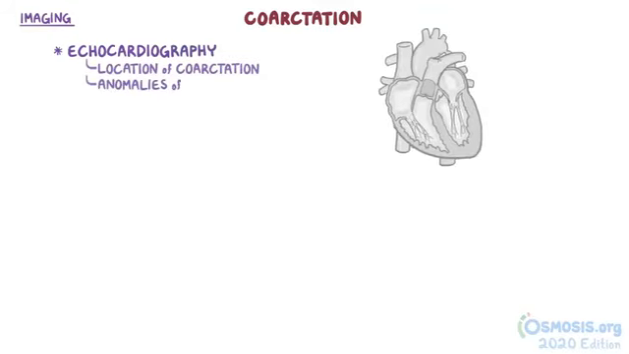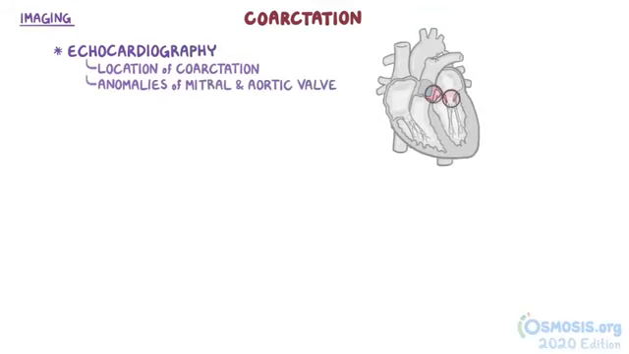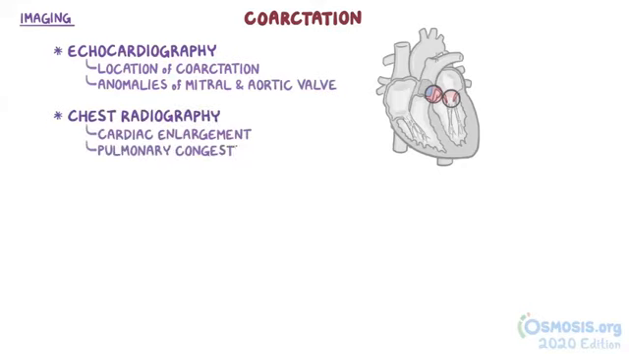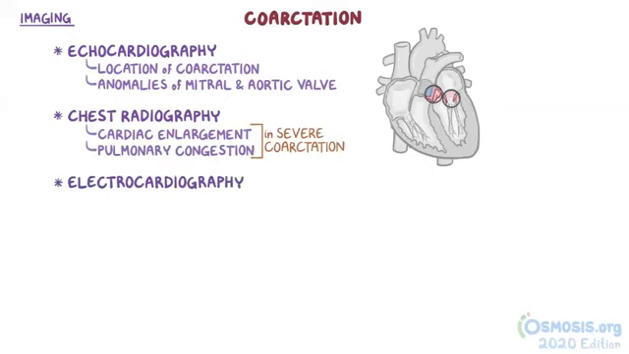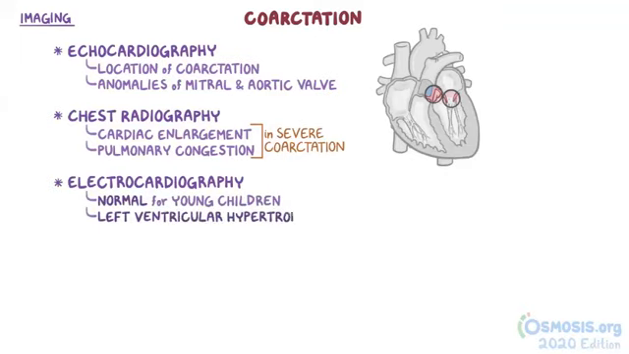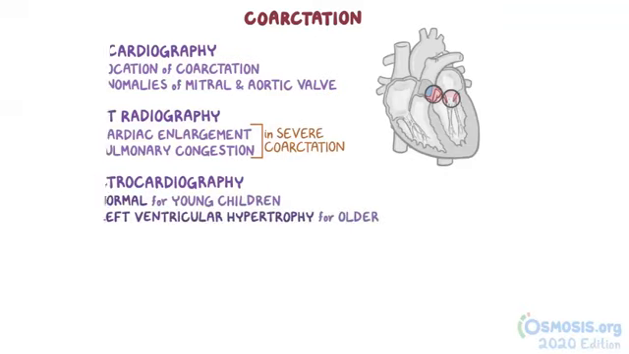Imaging-wise, the first step towards diagnosis is echocardiography, which can visualize the location of the coarctation alongside associated anomalies of the mitral and aortic valve. Next, chest radiography can show cardiac enlargement and pulmonary congestion, mostly in those with severe coarctation. Electrocardiography is usually normal in young children, but reveals evidence of left ventricular hypertrophy in older individuals.